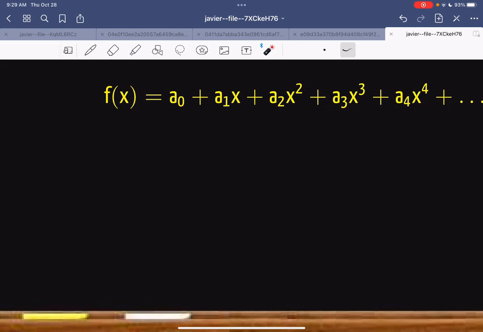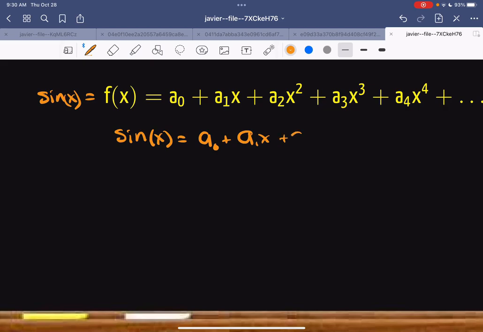Can we figure out what a naught is? And let's actually put a factual function here, like sine. Let's say that this is our function, sine of x. So I'm taking sine of x, and I'm going to force it to be a naught plus a1 x plus a2 x squared plus a3 x to the third, and so on and so forth.